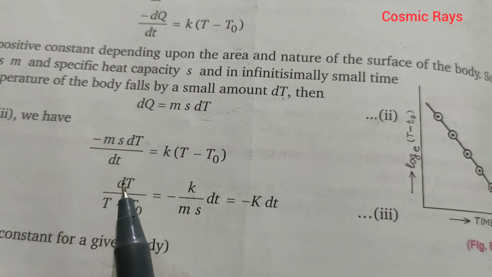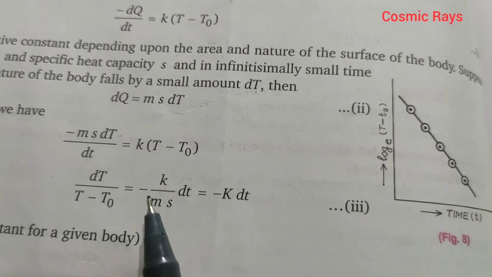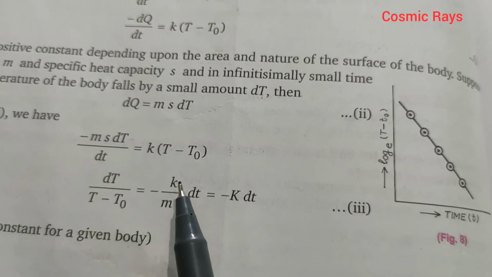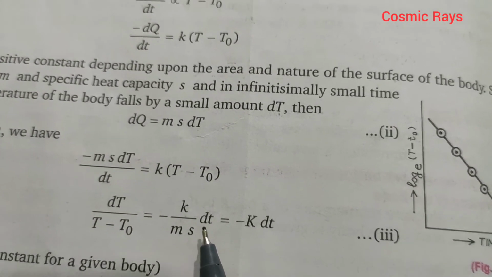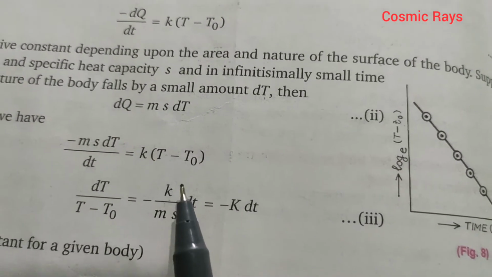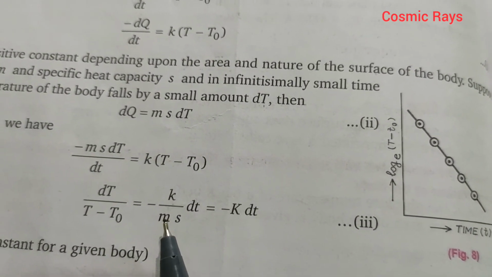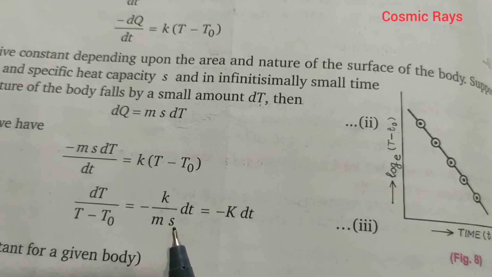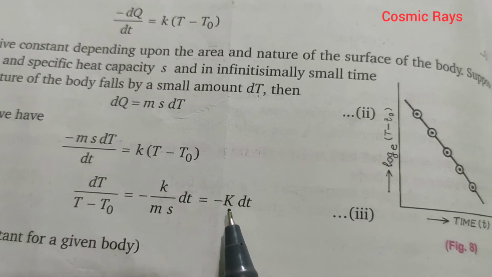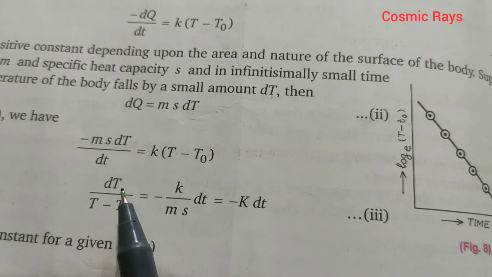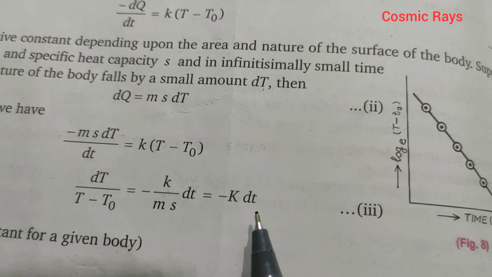So we have dT upon T minus T naught on the left hand side, which is equal to minus K, and this goes to the right hand side, multiplied by dt. Now this dt is the time factor. This K is a positive constant. Mass of the substance is a constant. Specific heat of the substance is a constant. So three constants can be written as one constant, so we write it as capital K. So we have the equation as dT upon T minus T naught is equal to minus capital K dt.